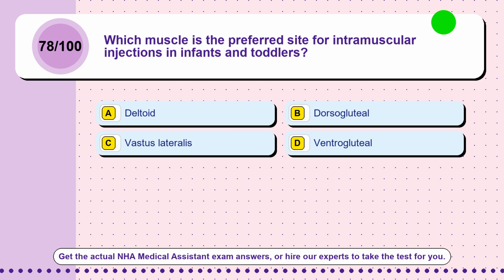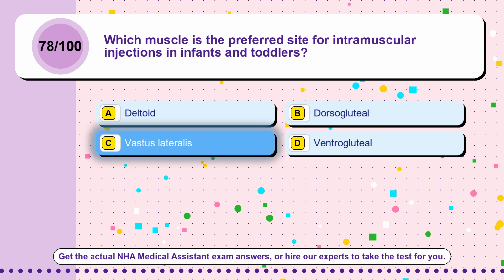Question 78. What should a phlebotomist use to cleanse the skin surface prior to collecting a blood alcohol specimen for legal purposes? Option A, 70% isopropyl alcohol prep pads. Option B, povidone iodine or chlorhexidine gluconate or non-alcoholic soap and water. Option C, tincture of iodine solution. Option D, concentrated hydrogen peroxide spray. The correct answer is option B, povidone iodine or chlorhexidine gluconate or non-alcoholic soap and water.